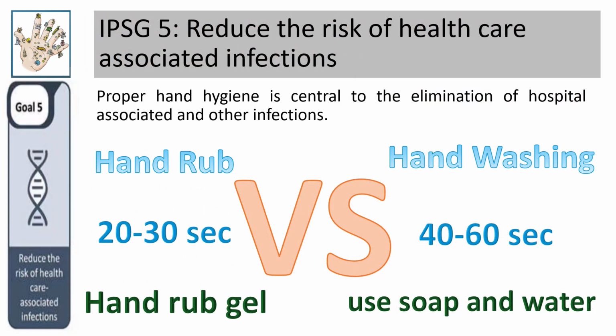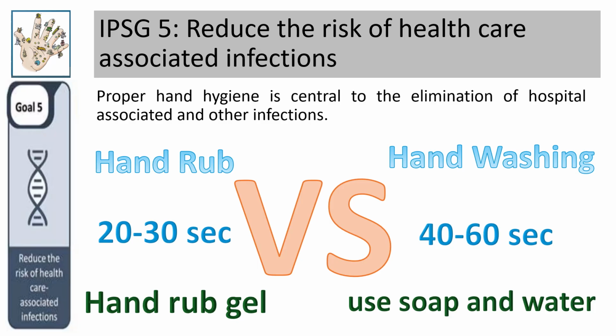IPSG 5. Reduce the risk of healthcare-associated infections. Proper hand hygiene is central to the elimination of hospital-associated infections. This includes efforts to standardize hand hygiene compliance data collection and ensure that the data are valid.